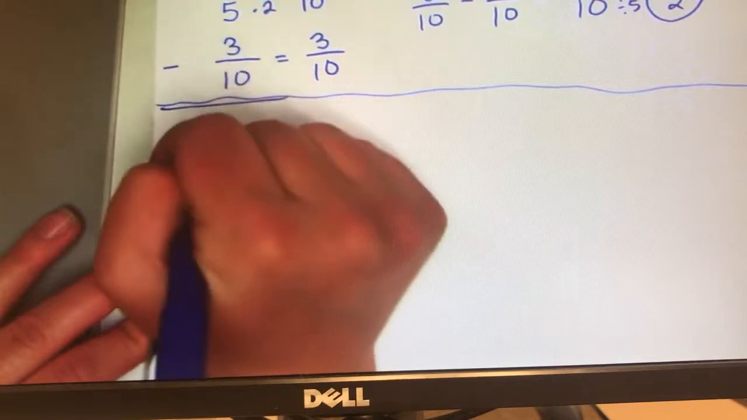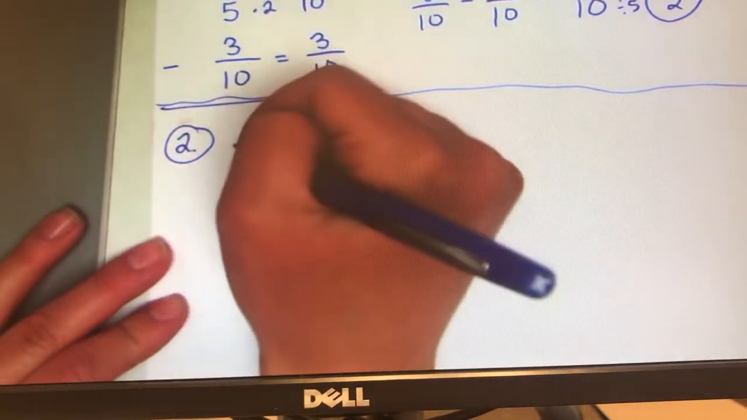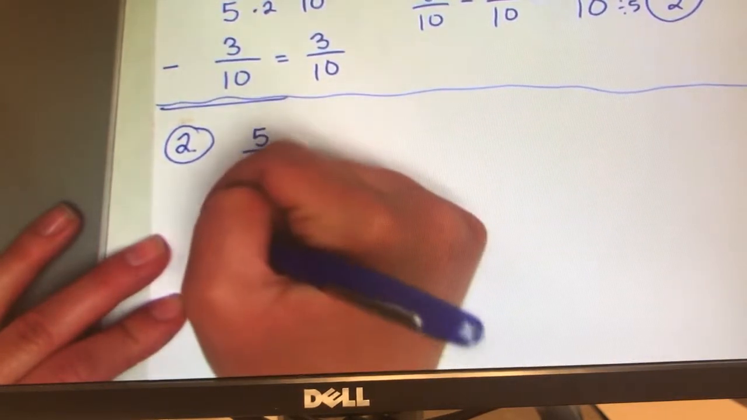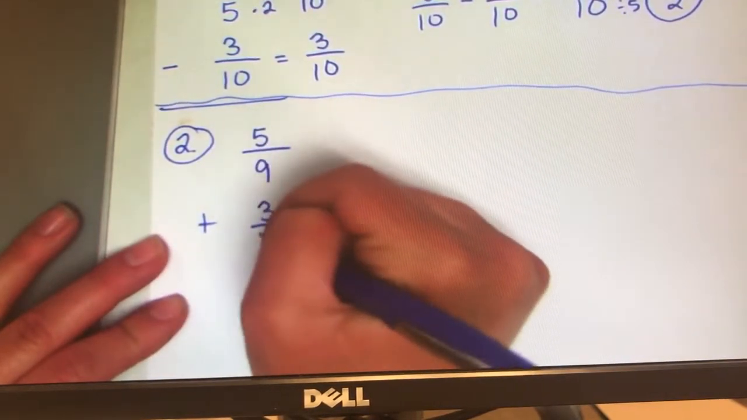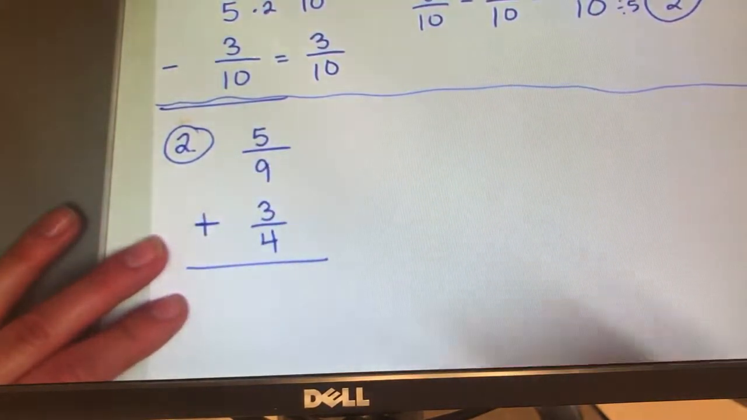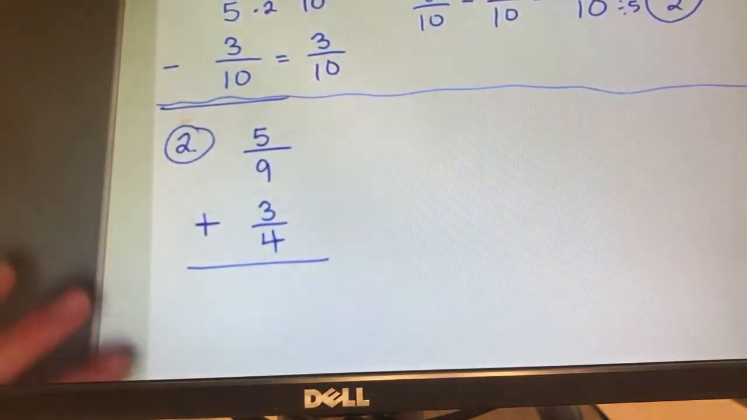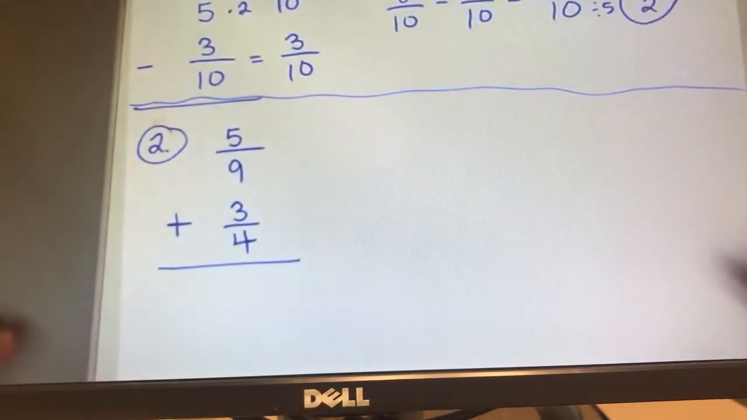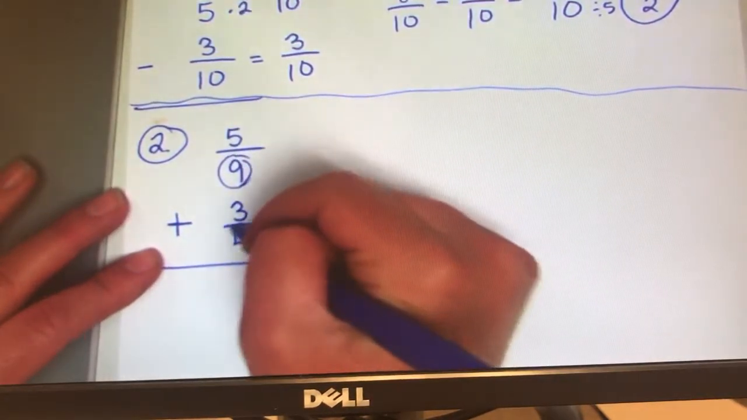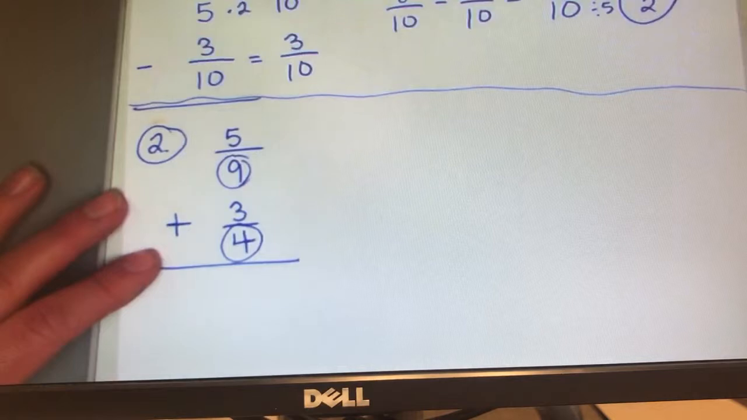Number 2. Now we have 5/9 plus 3/4. And I went ahead and wrote them vertically so I don't have to rewrite it again. 5/9 plus 3/4. So first of all, I look at my denominators. I see that I have a 9 and a 4. Those are not like. That's like apples and oranges. So first, I need to find a denominator that I can use for both of them to make equivalent fractions.